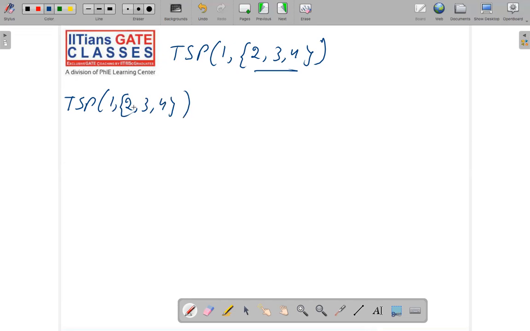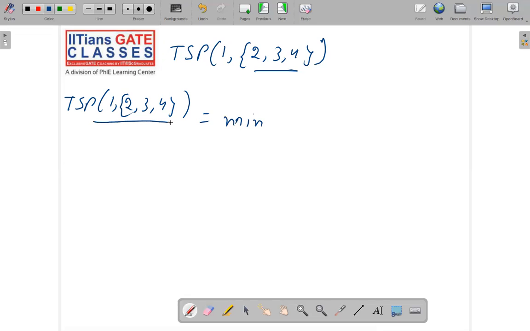Now after 1 you can either go to 2, 3, or 4, but you can't look at just the immediate cost. You have to look into the future. You have a choice. If you go to 2, and after 2 you go to 4, the cost may be minimum, but from 4 to 3 the cost may be very huge. So if you go from 1 to 3 and then to 4, that may be minimum. You don't know. That is the problem you have to solve.